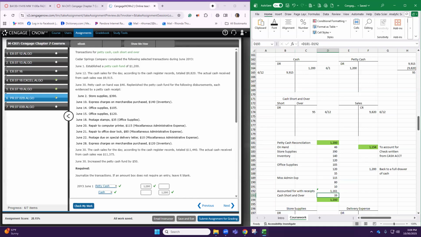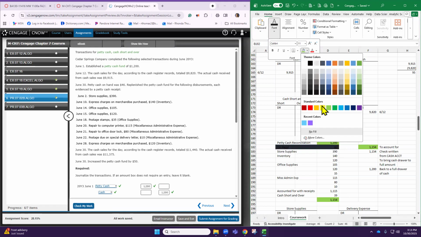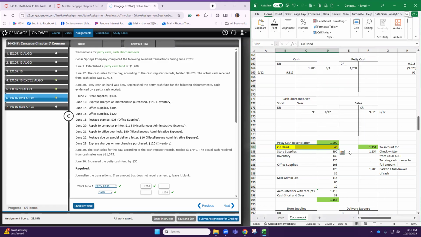Okay, hang on a minute. I am going to take a look at what's going on. Okay, so one more time. We've got a petty cash fund of $1,200. We have this on hand. We didn't use all the petty cash fund. We used everything you see here, right?